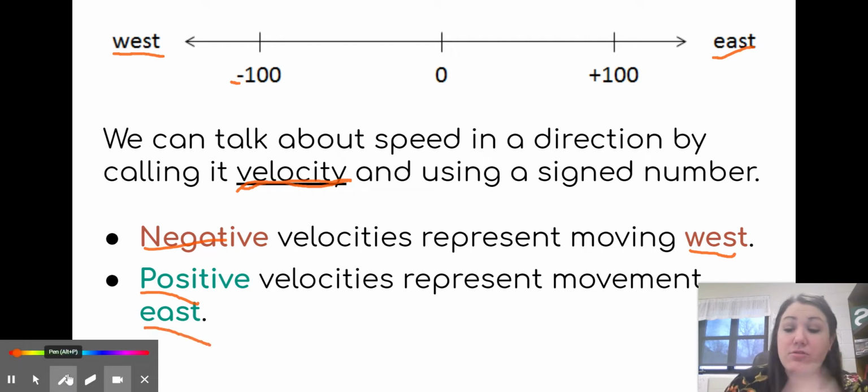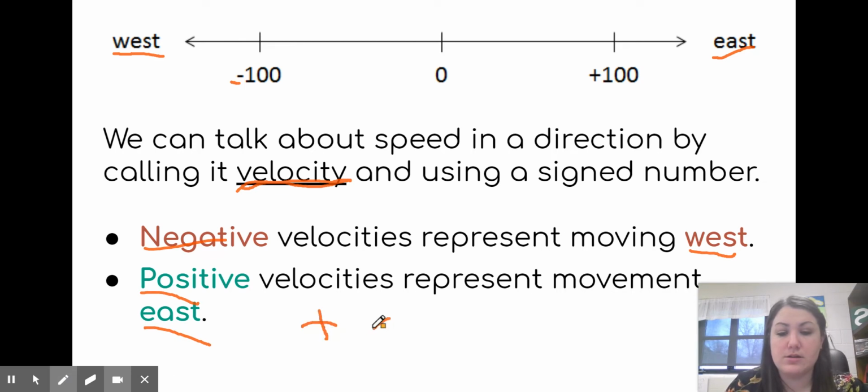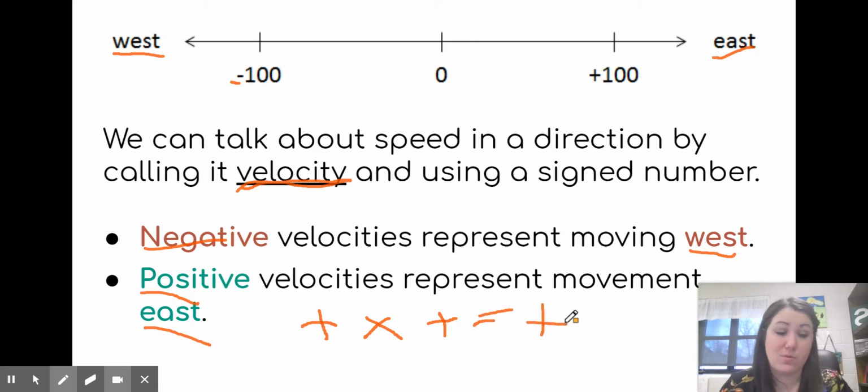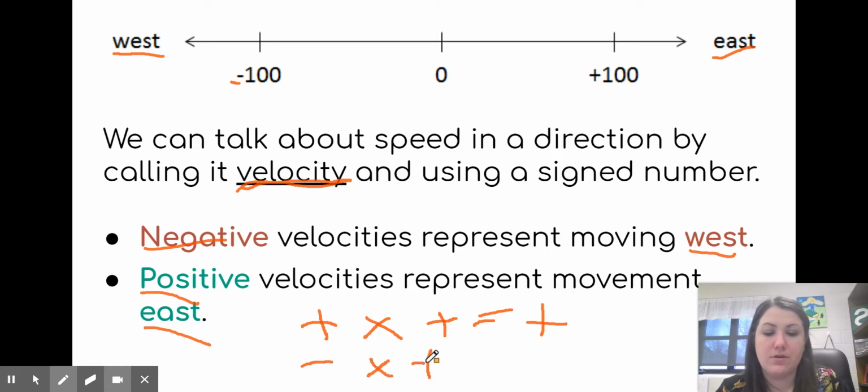Okay, so yesterday you learned that a positive times a positive is always going to equal a positive. You should have known that already, because that's what you've been working with since you learned about multiplying numbers. But yesterday we also learned that if we did a negative times a positive, we're going to end up with a negative answer.